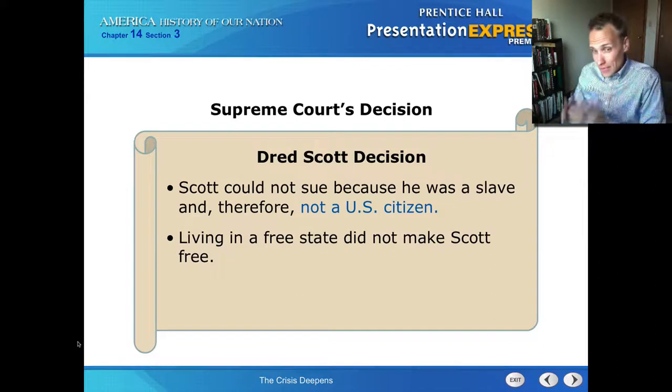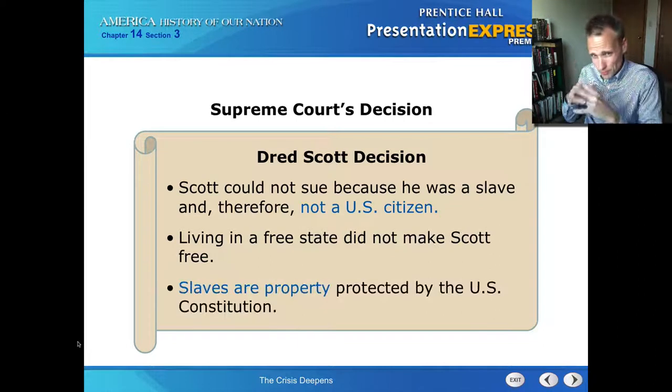That living in a free state did not make a slave free because of this third one. Slaves were property. Owners bought them. And property is protected by the Constitution. So, Dred Scott was not granted his freedom. And in fact, even more so than that, the court made it very clear that slaves were not citizens, but merely property owned by another person.